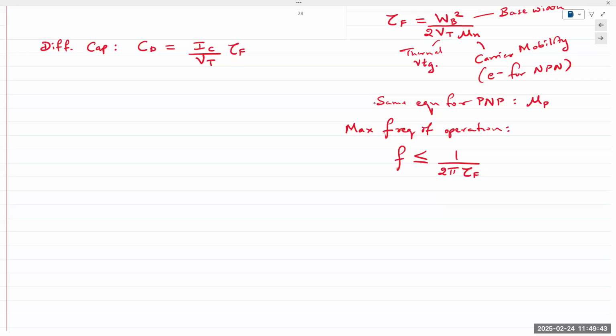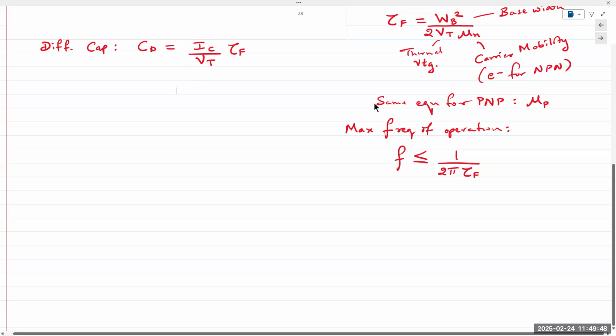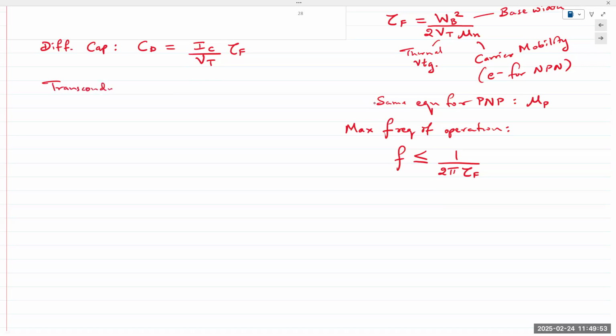The I_C over V_T parameter that you see here is also the transconductance. So transconductance would be how the collector current is changing with respect to change in the base-emitter voltage, dI_C over dV_BE. And again, there's a small derivation that explains how we arrive at this equation: collector current over the thermal voltage.